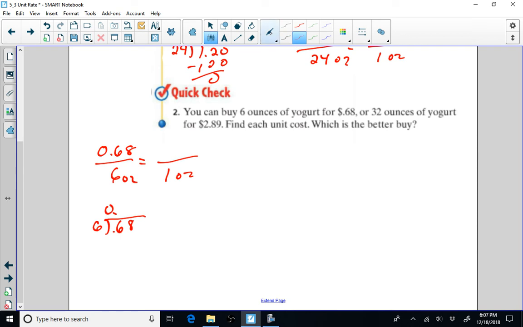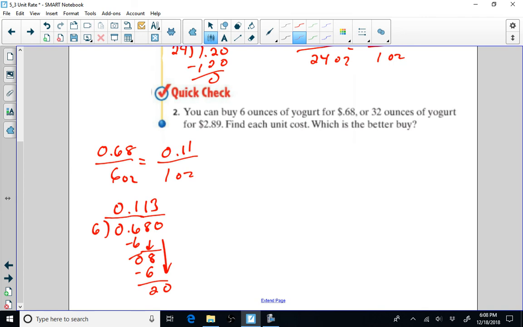All right, let's do that again. It's a little sloppy. All right, I'm going to have to take 6 and divide that into 68 cents. 6 can't go into 0, but 6 goes into 6 one time. 1 times 6 is 6. Subtract, you get 0. Bring down the 8. 6 goes in 8 one time. 1 times 6 is 6. Subtract, I get 2. If I add another 0 and bring it down, that's going to be a 3. So that's about 11 cents. Right, 0.11. About 11 cents per ounce.